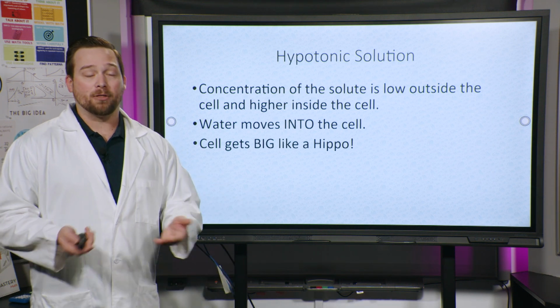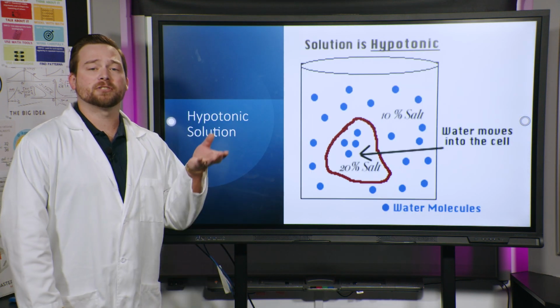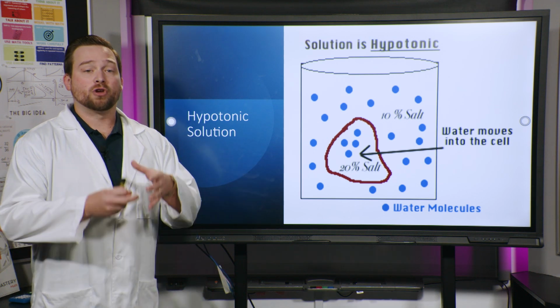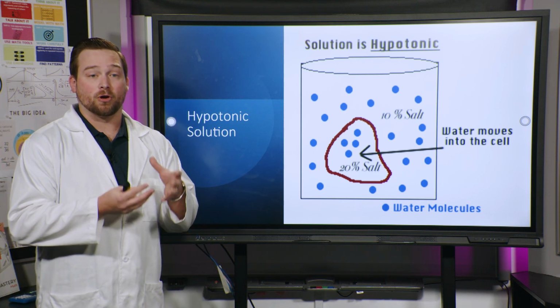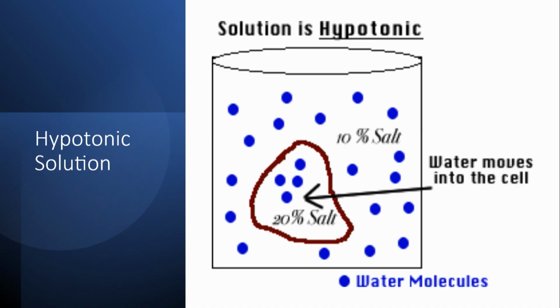So hippo, hypo, they kind of sound alike. Okay, here's kind of a picture of what's going on. So we're in that same 10% salt solution. So this beaker is filled with salt water, 10% of it is salt, okay? But when we look at the cell, it has 20% salt. So there's more solute inside of the cell and there's less outside of the cell. That's why we would call this a hypotonic solution. There's less solute in the solution than there is inside of the cell.